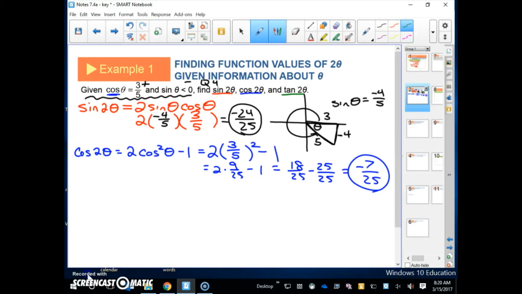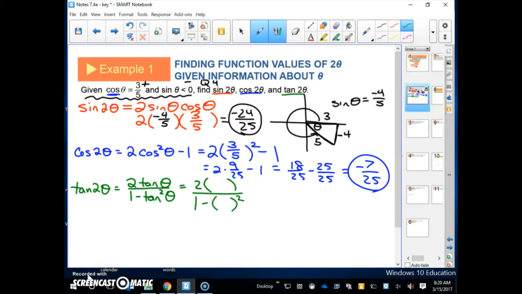So then lastly, let's do tangent 2 theta. And so you're going to start with the formula. Look at that identity. That identity says 2 tangent theta over 1 minus tangent squared. And so we've got a couple of holes to fill in.